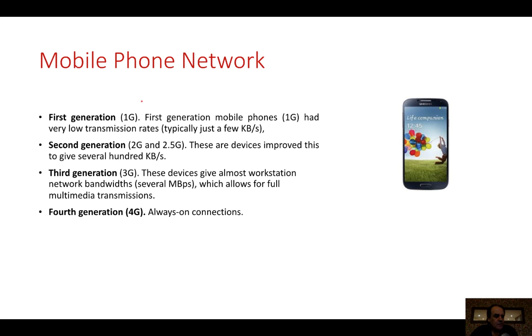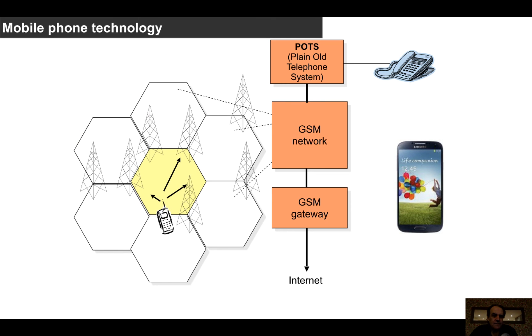So for our phone network, we've gone from 1G to 2G, getting a bit better there. Then 3G gave us several megabits, and now we can get tens of megabits per second through 4G, and we now have our always-on connectivity. So often with our mobile phone network, we connect to base stations, and as we migrate through the network, we connect to the strongest base station, and that will give us connectivity between the different cells that we have here.